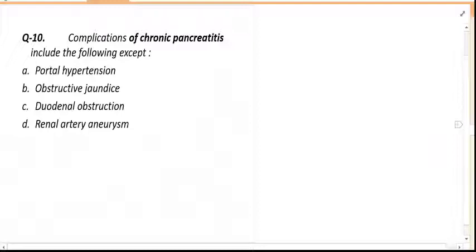Complications of chronic pancreatitis include the following except. See, in this question, they are asking about chronic pancreatitis, not acute pancreatitis. So complications of chronic pancreatitis, if we see, pseudocyst.